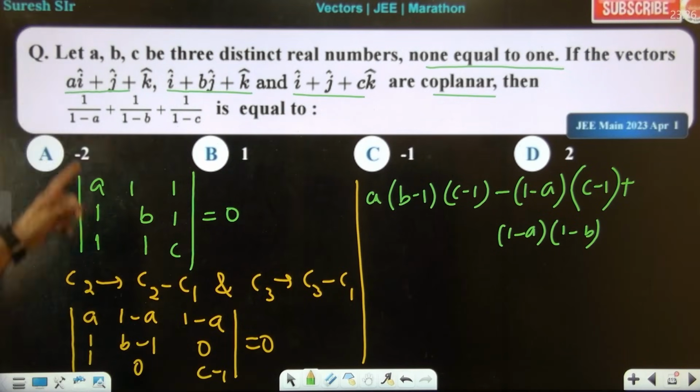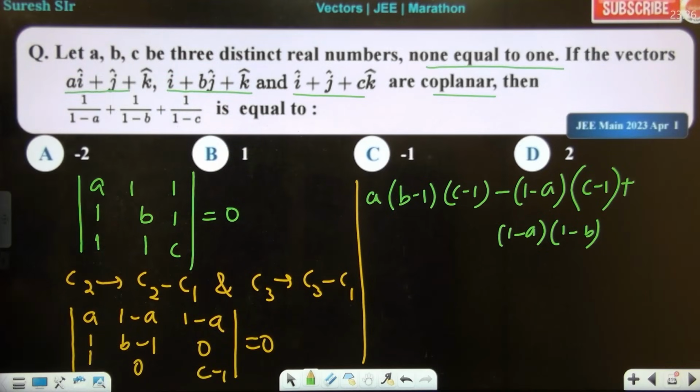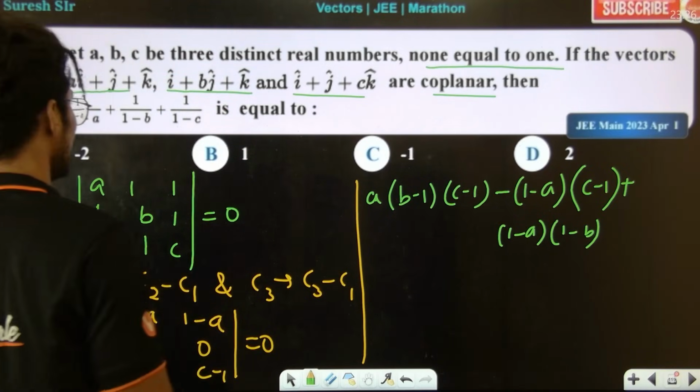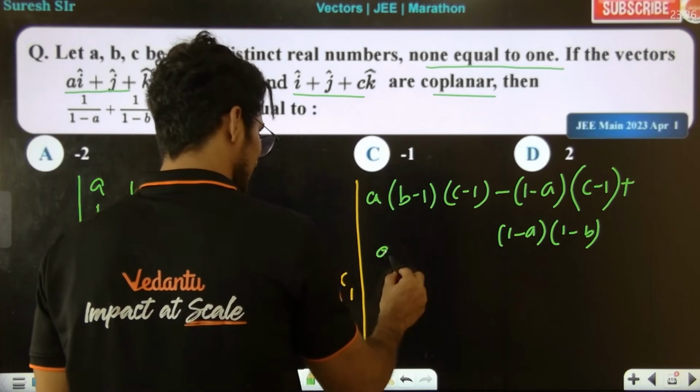Sir, I need 1 minus A, 1 minus B, 1 minus C in the denominator, sir. So how do we bring that? 1 minus A, 1 minus B, 1 minus C is needed, right? So let me do one thing. Here we will take minus common, minus common here. Then minus minus plus, sir.